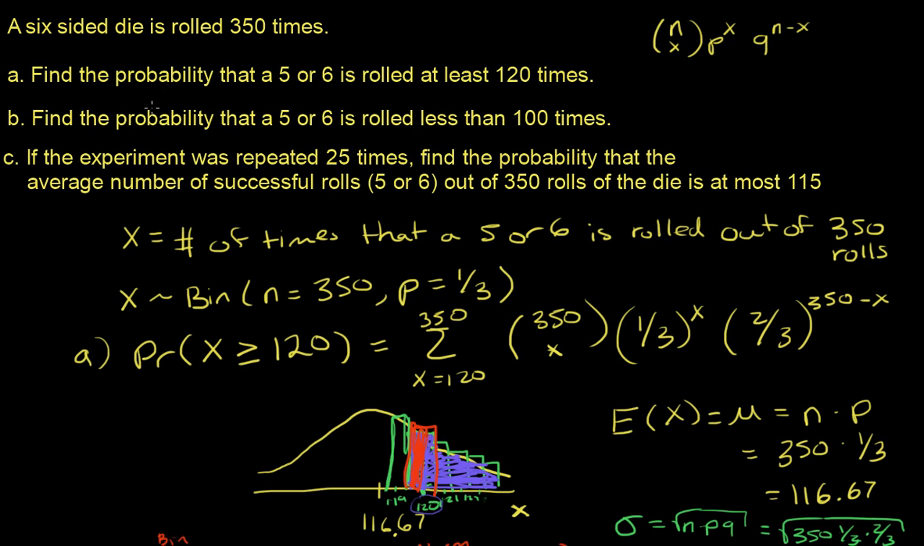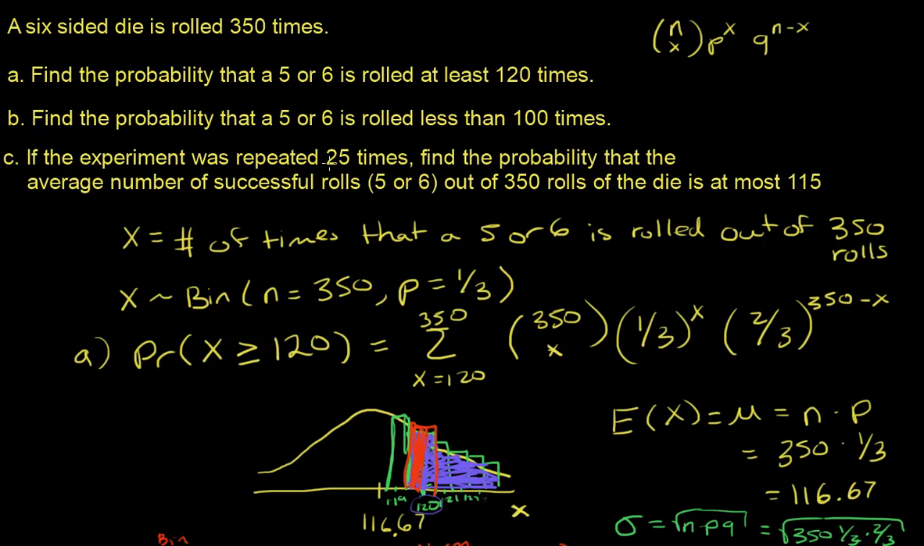Okay, so now let's go on to part C, where the experiment is being repeated. We're repeating the experiment 25 times. That means we're rolling the die 350 times, and then rolling the die again 350 times, again 350 times. We're rolling the die 350 times, a total of 25 times. And now we're finding the probability that the average.